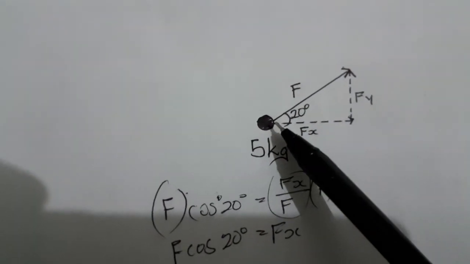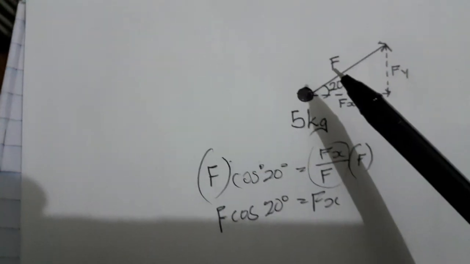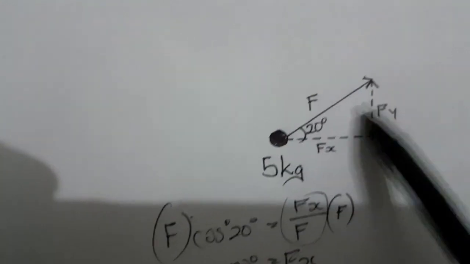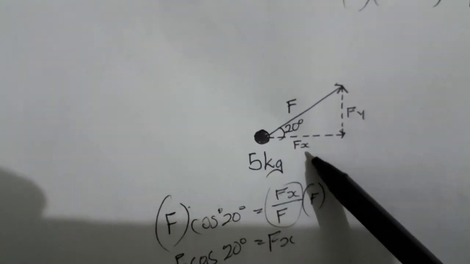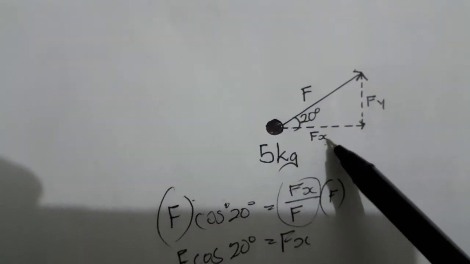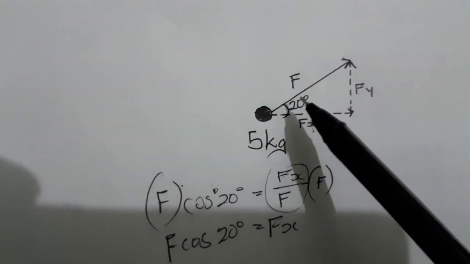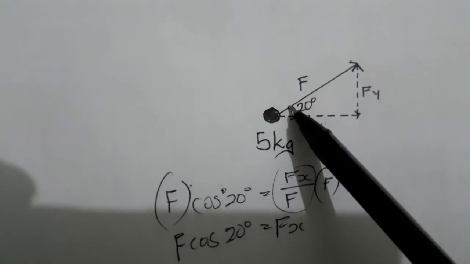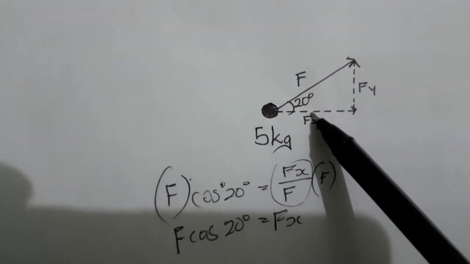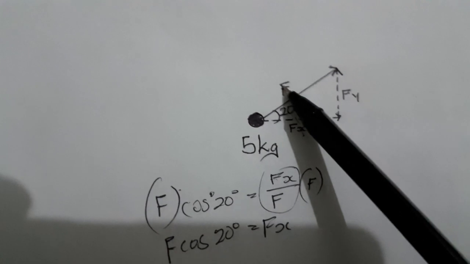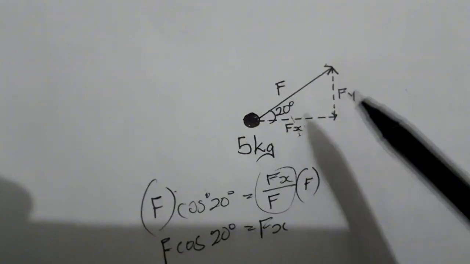Okay, so now, let's solve for Fx. Let's say we want to calculate Fx. How would we calculate Fx? We would have to use our trig ratios, which we learn in math. Remember, Fx is which side? The adjacent side. Adjacent over hypotenuse.